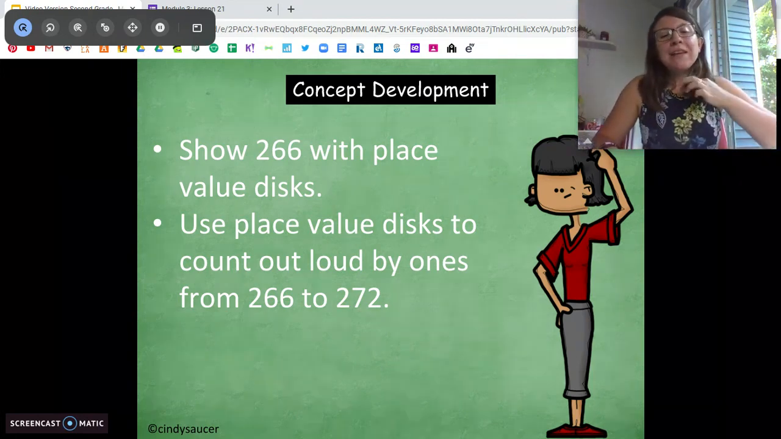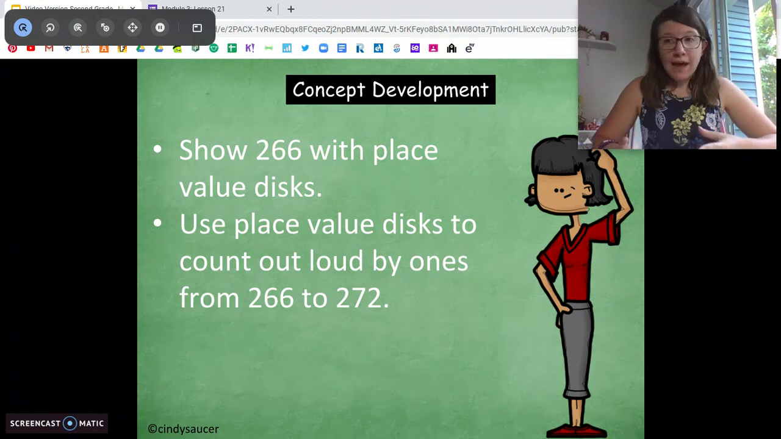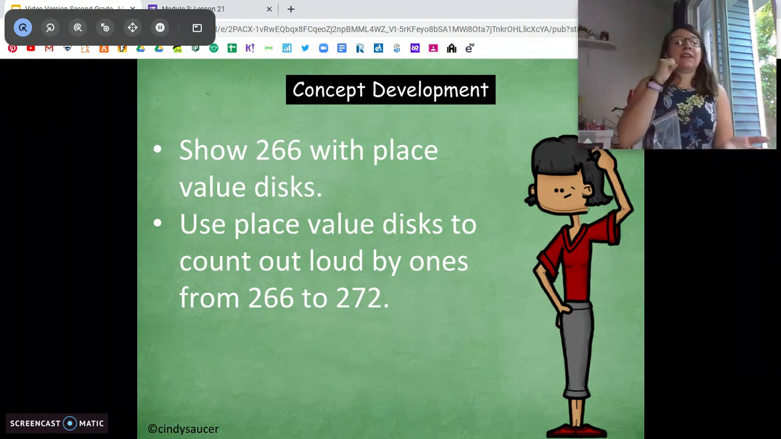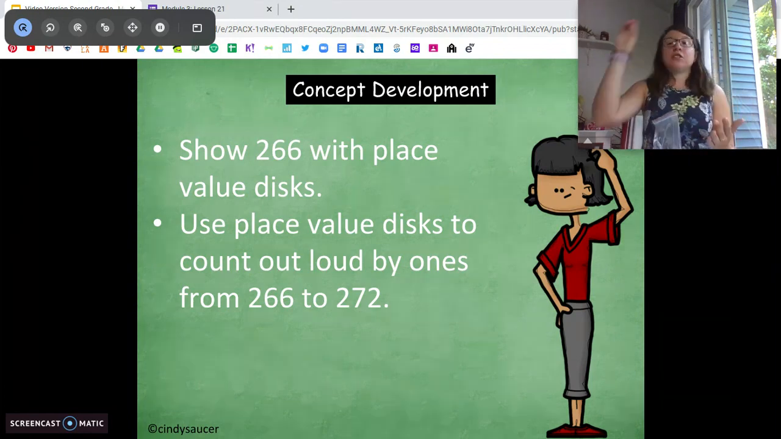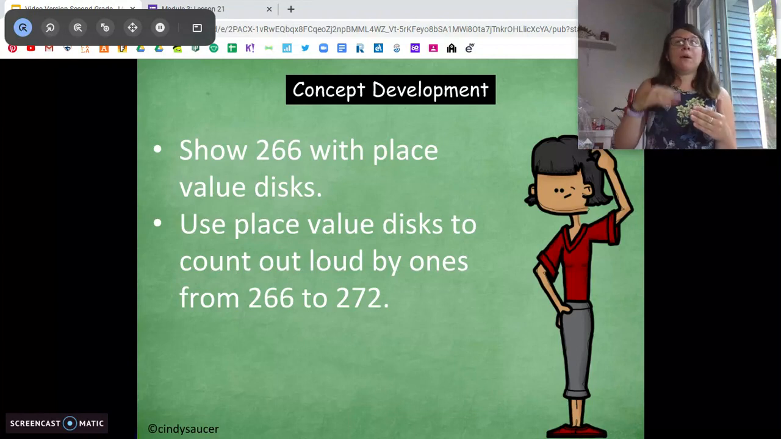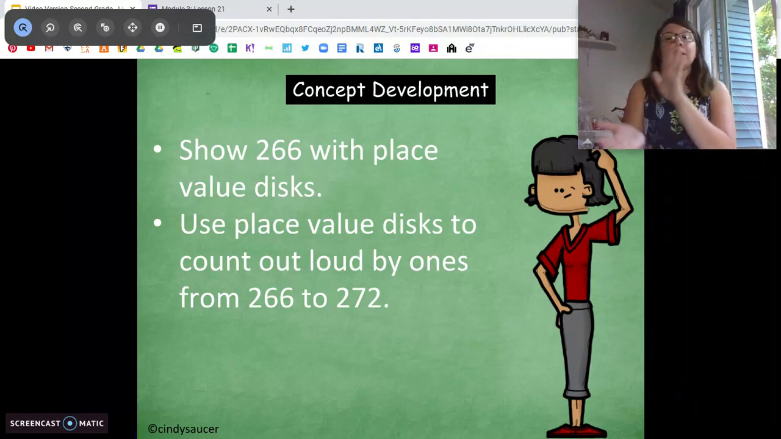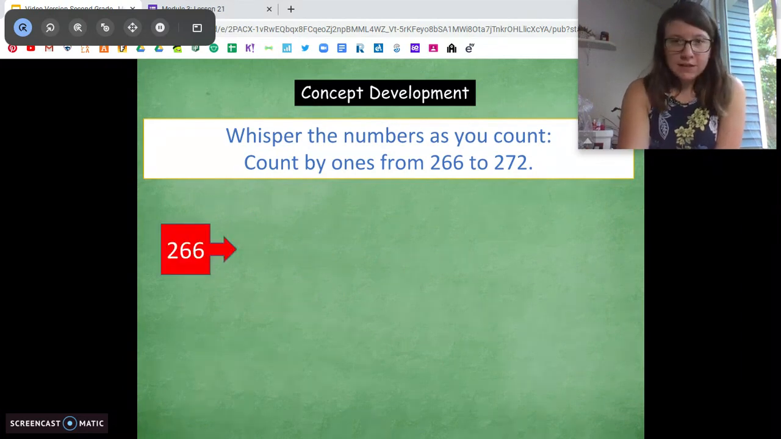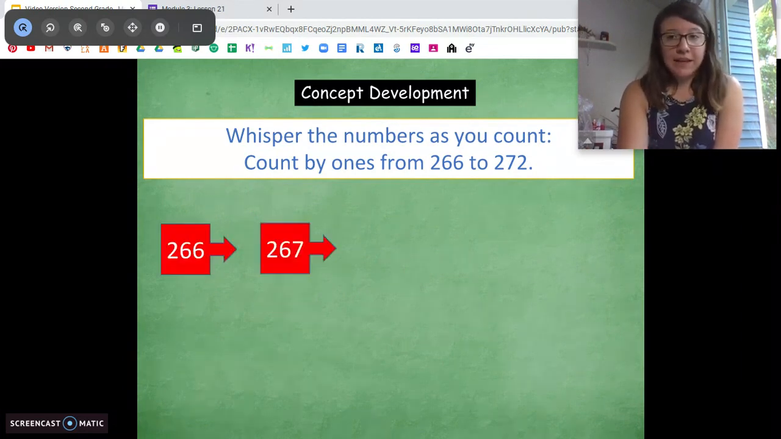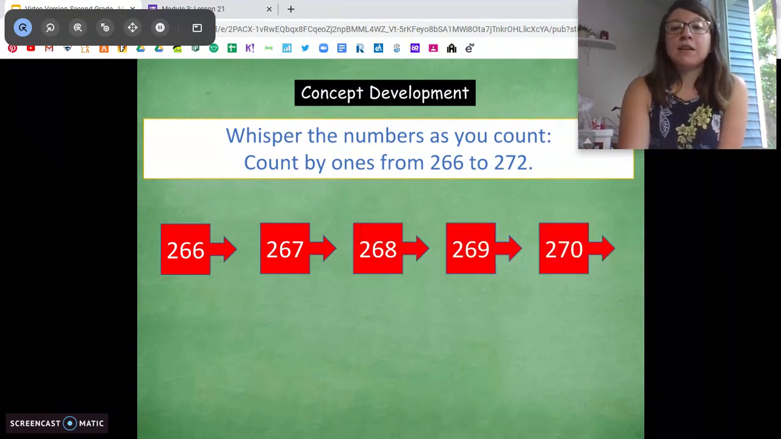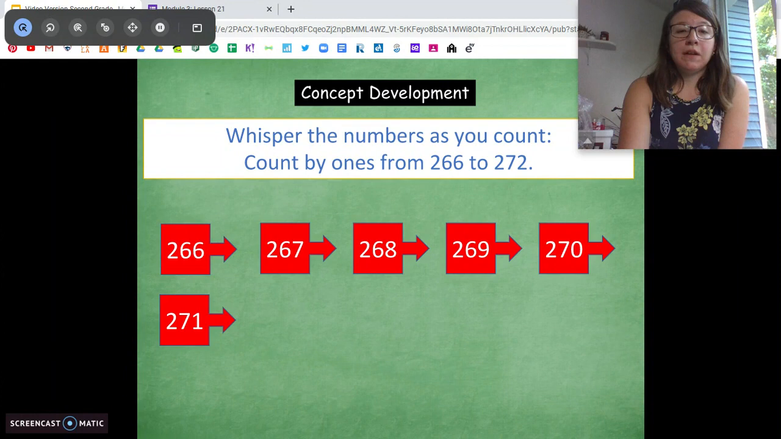So from here, we're going to count out loud. So you're going to count with me, and you're going to use your place value discs to count from 266 to 272. Okay, so use your place value discs. We're going to count by ones from 266 to 272. Here we go. Okay, 266, 267. Add your place value discs and count with me. 268, 269, 270, 271, 272.